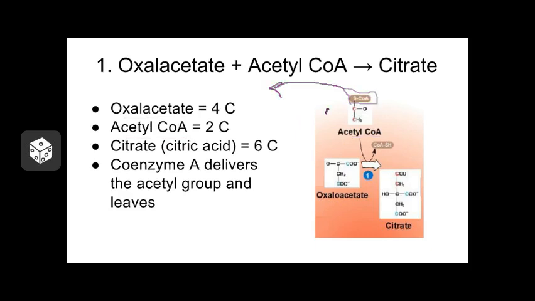That leaves us with the acetyl group, which is a 2-carbon molecule. It has 2 carbons in its backbone. Now here's oxalacetate, which is kind of fun to say. Notice that it has 4 carbons in its backbone. When the acetyl-CoA and the oxalacetate get together, they end up forming this molecule, citrate. And if you look at the molecule closely, you'll see that it has 6 carbons in its backbone. Now that makes sense because 4 carbons plus 2 carbons equals a 6-carbon molecule.